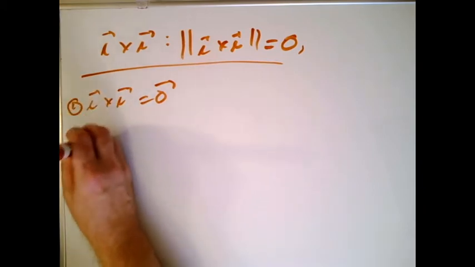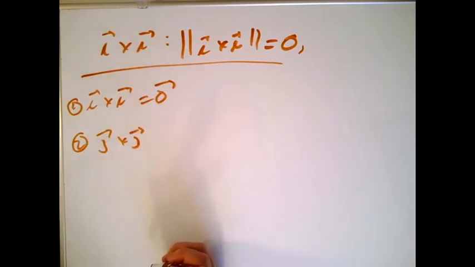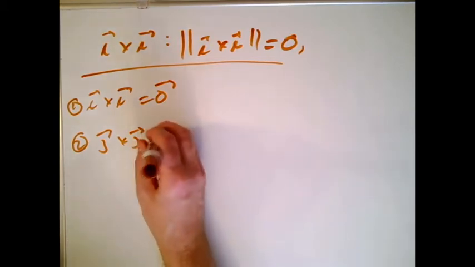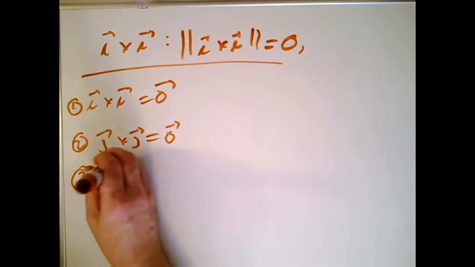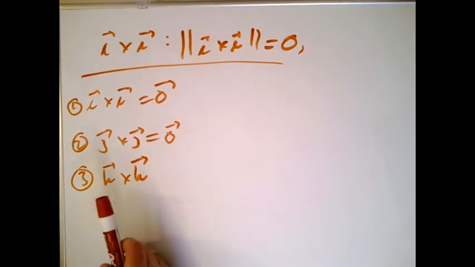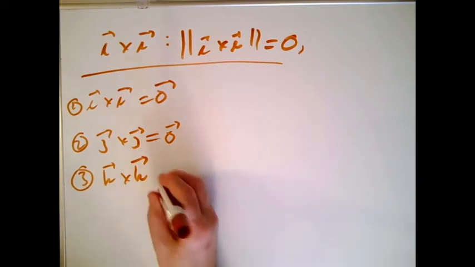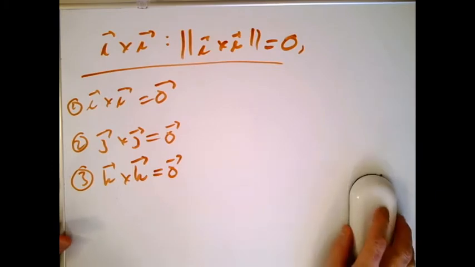Now this is also going to apply to J cross J, because its length is equal to the parallelogram formed by J and J, and that would be 0, and there's only one vector of length 0, and that's the 0 vector. Same thing for K cross K. The length of K cross K should be the area of the parallelogram formed by K and K. The area is 0, and there's only one vector of length 0. So we get that I cross I is a 0 vector, J cross J is a 0 vector, K cross K is a 0 vector. So far, cross product is really boring. All right.